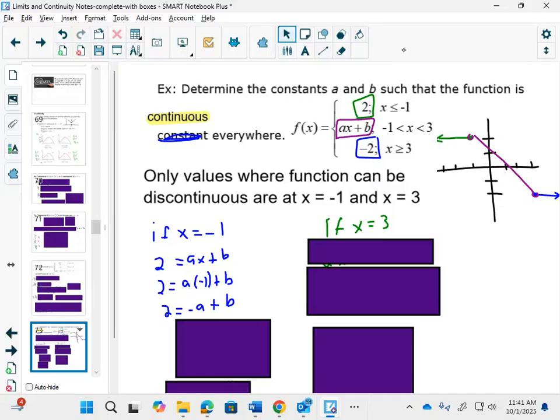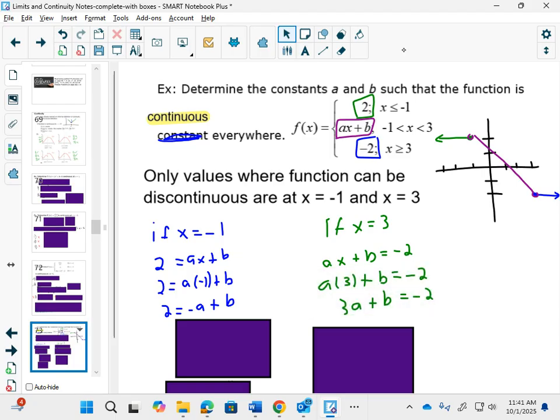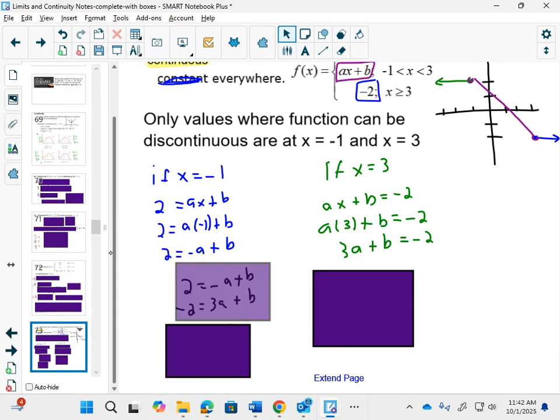If x equals 3, then we need the ax plus b to equal -2. Which if you plugged in 3, you'd have 3a plus b equals -2. What did we just make? A system of equations. You will never directly be asked to solve a system of equations in AP Calculus, but many, many, many times it'll just sort of appear in the middle of a question. So how do you solve a system of equations? Well, you can either use substitution or elimination.